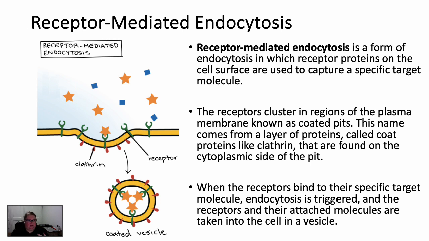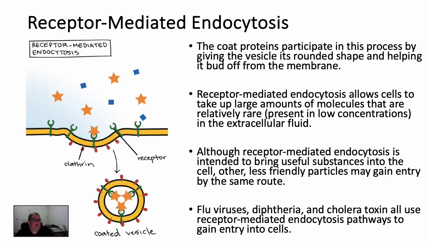Okay, and what's going to happen is these coat proteins, this clathrin, is going to help to keep the vesicle stable when it comes in. It's going to give it its round shape that easily buds off from the main membrane. It's going to allow our cells to take up large amounts of a specific molecule. A lot of these are going to be relatively rare in the extracellular fluid, so that means they're going to be low concentrations. So sometimes it takes a minute to fill up these receptors. Okay, so it's a way to bring in useful things.